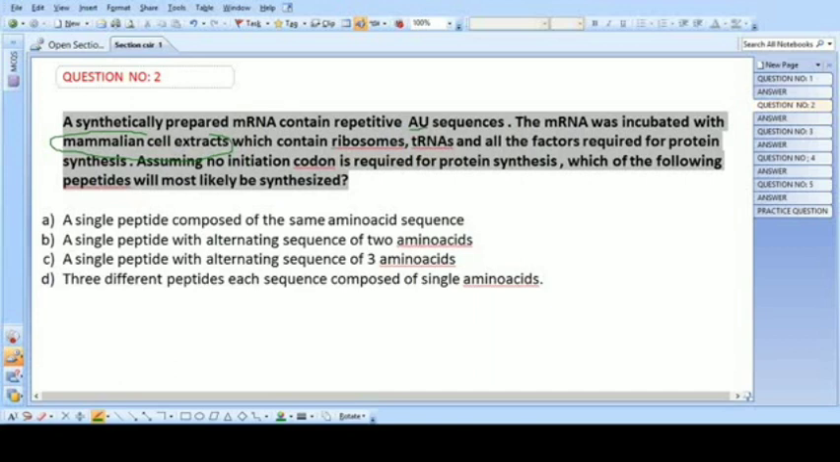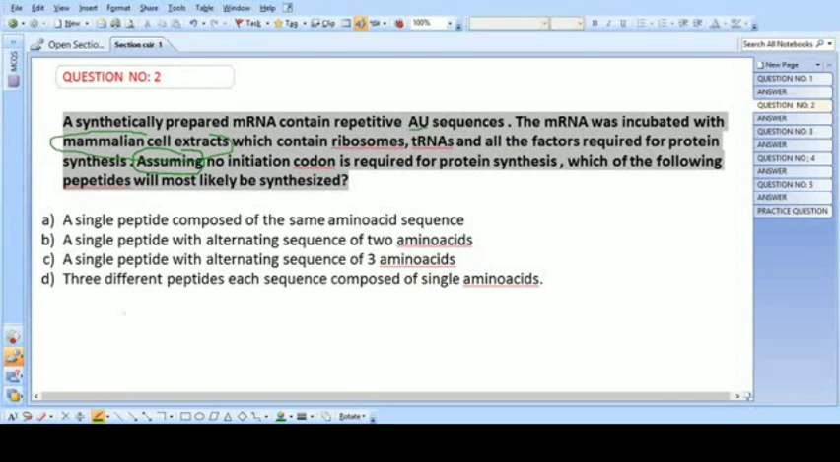In question number 2, there is an mRNA which is synthetically prepared and has repetitive sequences of AU, and the mRNA is incubated with a mammalian cell extract containing ribosomes, tRNA and all factors required for protein synthesis. We are assuming there is no initiation codon required for the protein synthesis. Then the synthesis continues. So the specialty of the question is that we are assuming there is no initiation codon for protein synthesis.